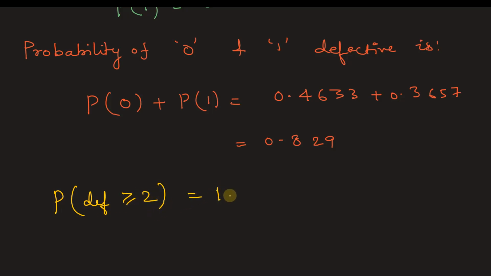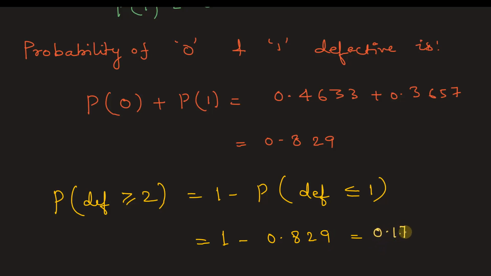Now the probability of at least 2 defective can be written as 1 minus the probability of defective being either 1 or 0, that is 1 part or less than that. So this will give us 1 minus 0.829, and this value is equal to 0.171. Now if we round it off to 2 decimal places, we will get approximately 0.17.